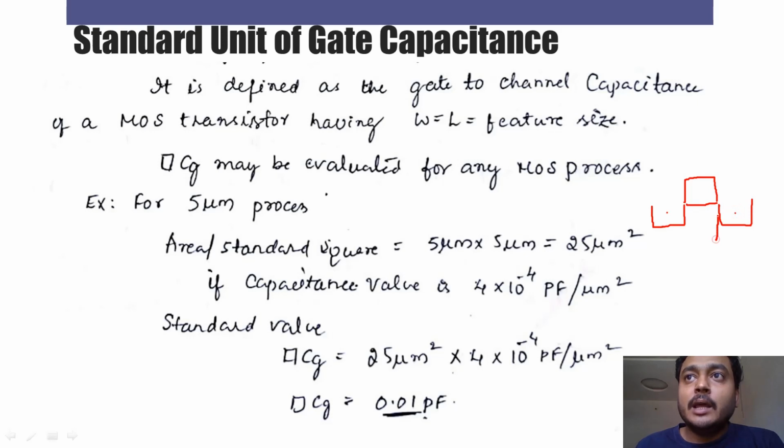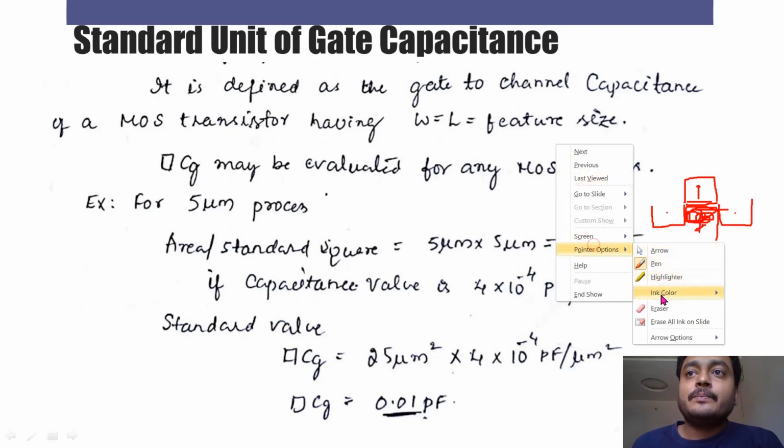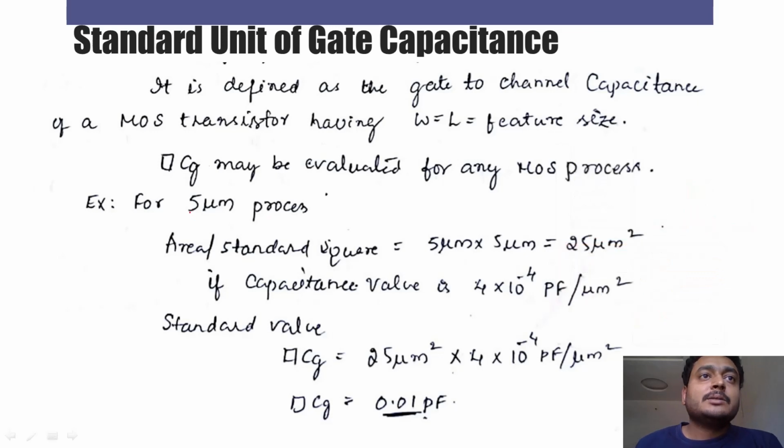So whatever the area is here, below this, having something like minimum dimension L and W, 2 lambda by 2 lambda. Whatever capacitance you get from this gate to this channel region, we call it the standard unit of gate capacitance.